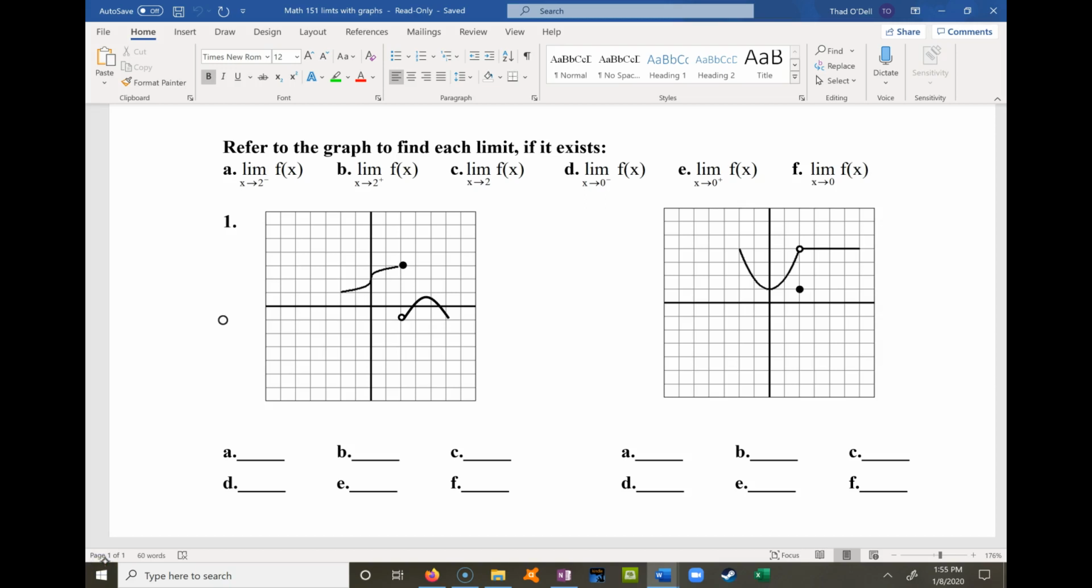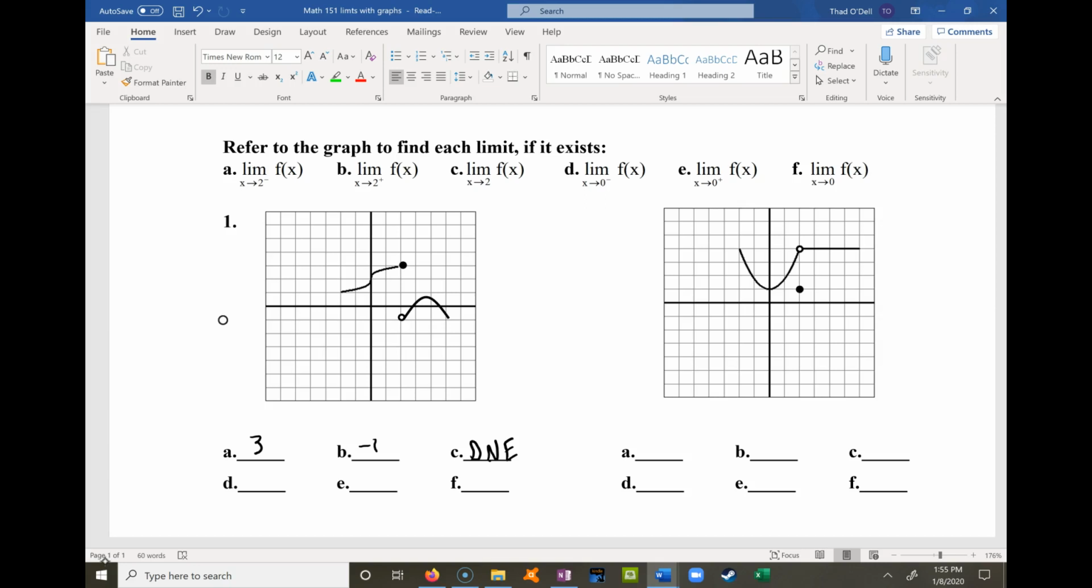So anyway, we already found that A is 3, and part B is x approaches 2 from the positive side. That's -1. Then we're on C. As x approaches 2 from both sides at the same time, we find out that these don't agree. So that would be does not exist, because it's not approaching one thing.